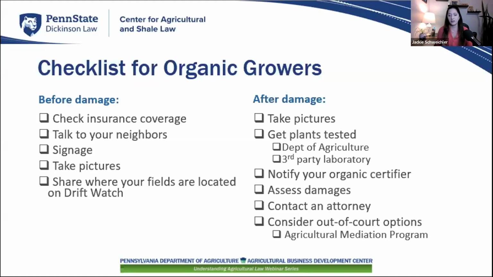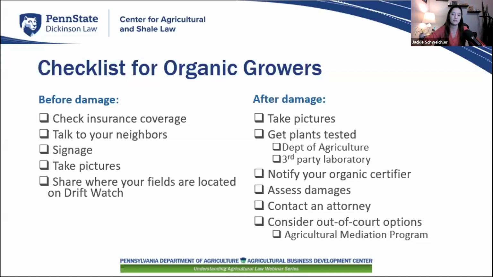If you're in Pennsylvania anyways, you want to notify the Pennsylvania Department of Ag and get testing done as soon as possible. And then it might also be wise to go through a third-party independent laboratory too. And then if you are an organic farm, you should notify your organic certifier. And again, you might not lose your certification. There's a few different factors that they'll look at before making their decision.